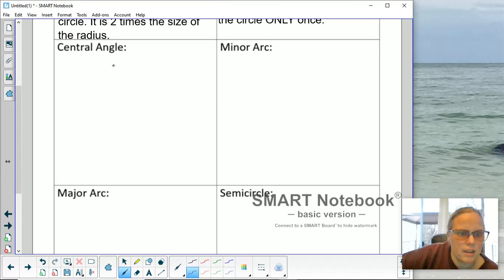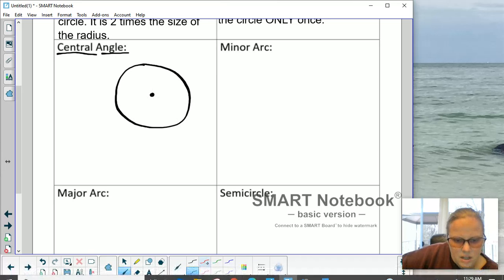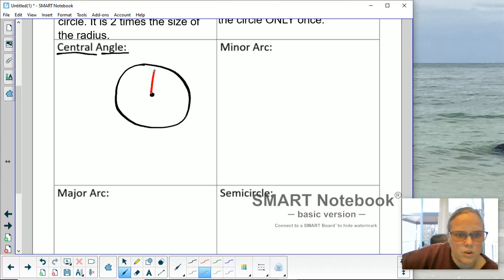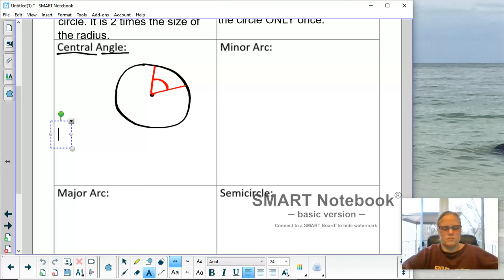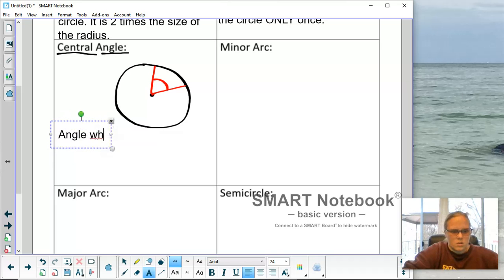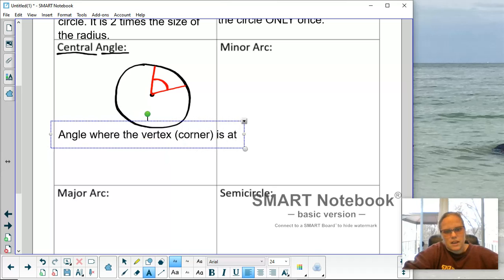All right, central angle. So central, that's like our center, and angle is like the Pac-Man mouth angle. So what I'm going to do is I'm going to have an angle that comes from the center of the circle. So here's our center, and our angle is going to have its vertex right at the center. So this portion in here, that is our central angle. An angle where the vertex, or the corner, is at the center of the circle.